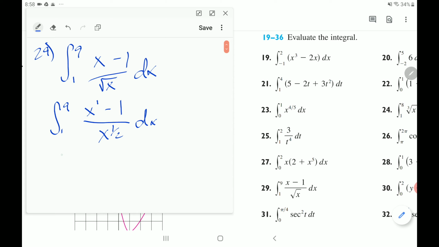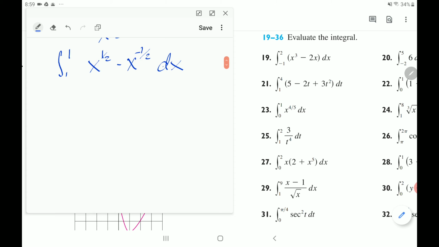So this is going to become the integral from 1 to 9 of x to the 1/2, because when you divide you subtract exponents, minus x to the negative 1/2 dx. So now that it's simplified, and yes, I use that word loosely, it should be 9 here. So now we're going to take the antiderivative.